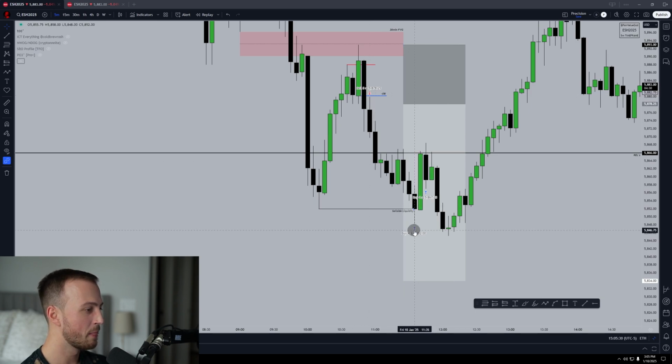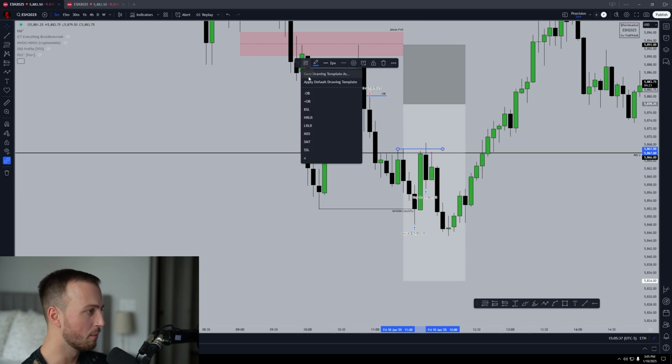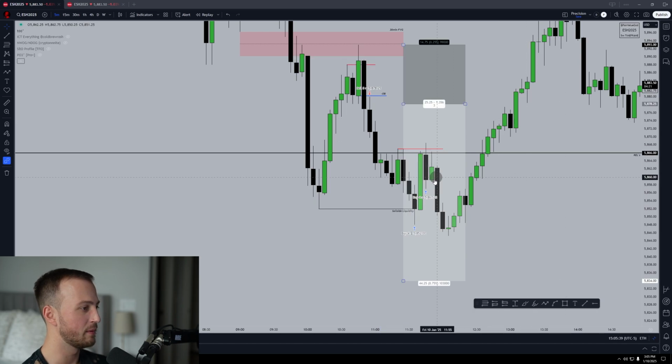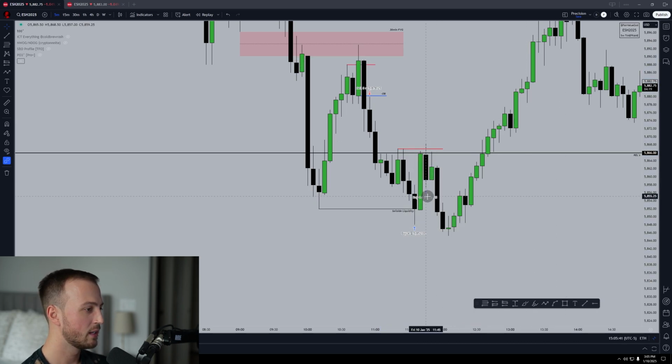So I had 8 contracts, sold 4 down here for about $5,000. Then I trailed my stop right here above this high and got stopped out. You can see that right there. Got stopped out. Boom.